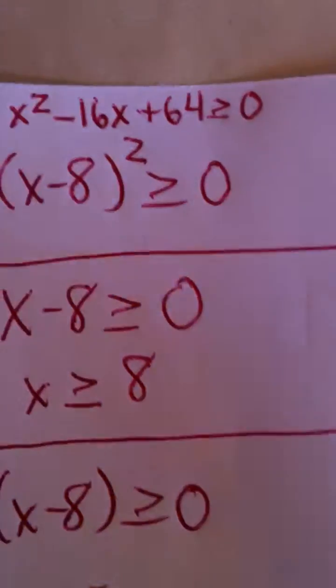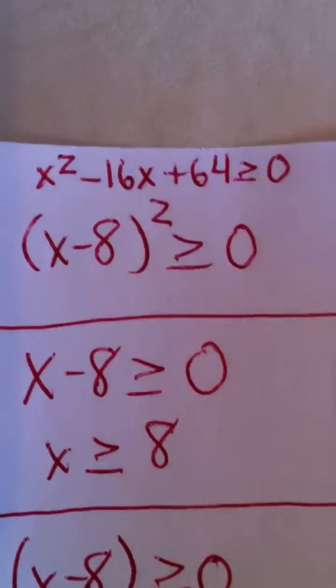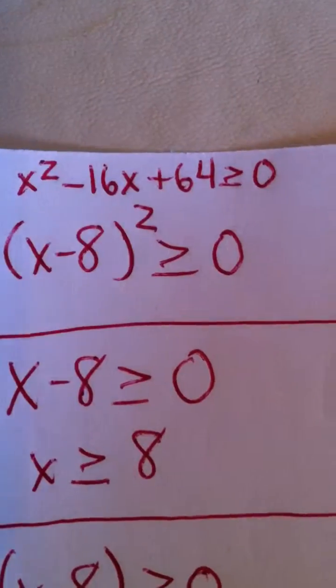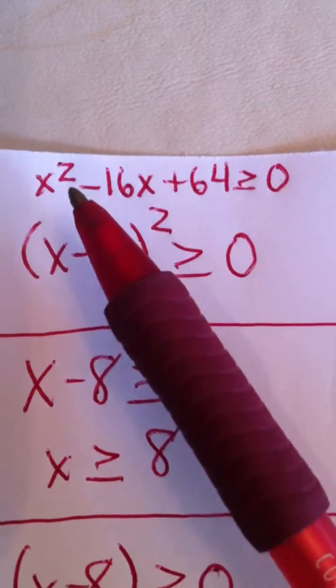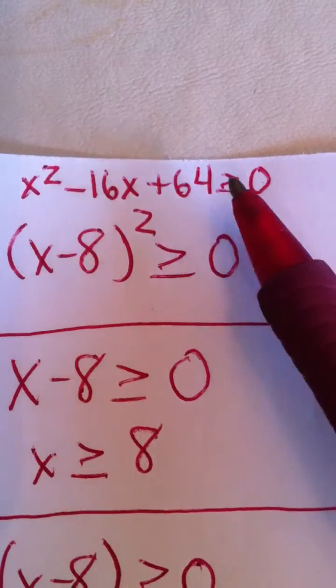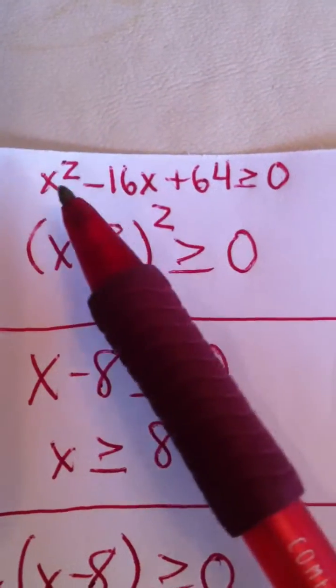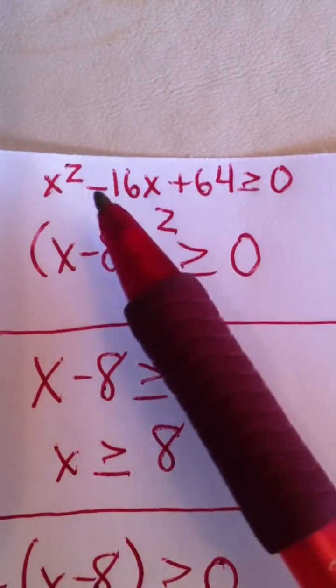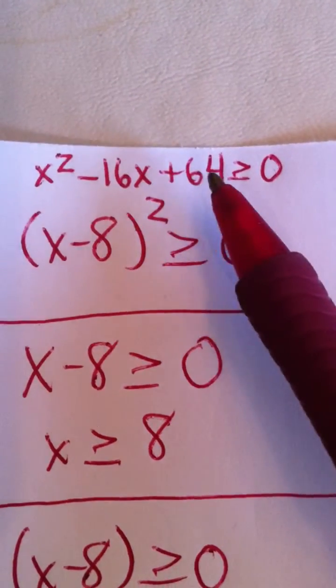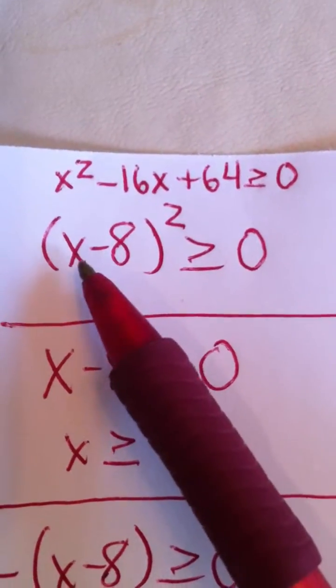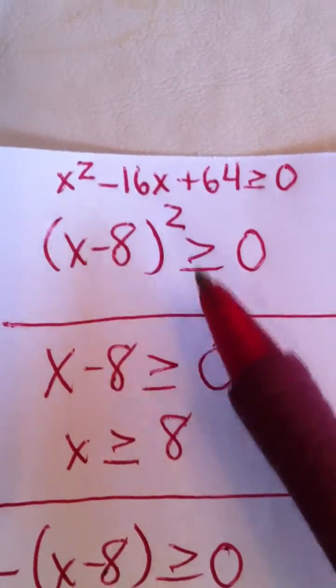Okay, Mr. Jet, we're going to now solve the inequality x squared minus 16x plus 64 is greater than or equal to 0. First thing we're going to do is factor this side, and what it factors into is x minus 8 times x minus 8, or I could write that as x minus 8 squared.